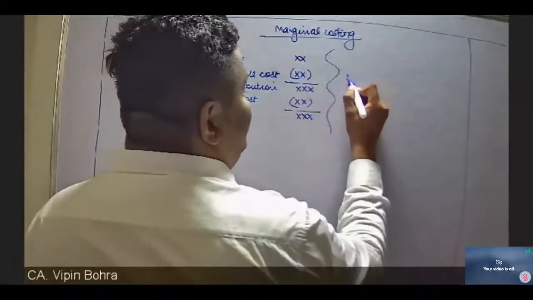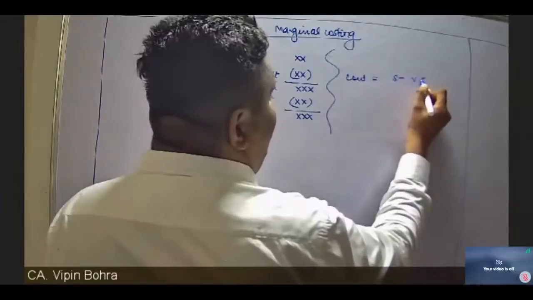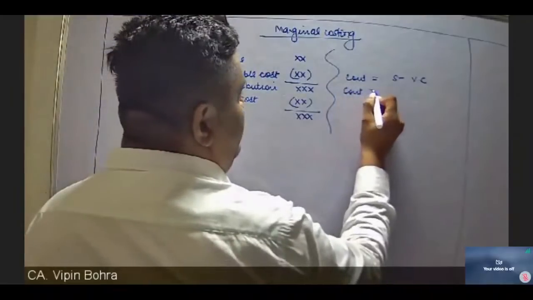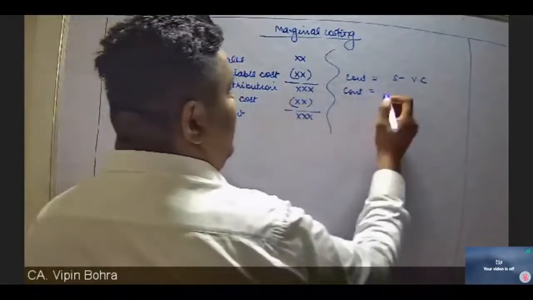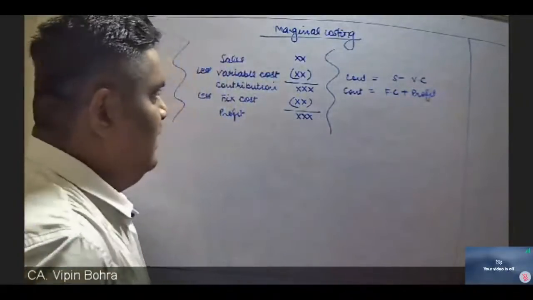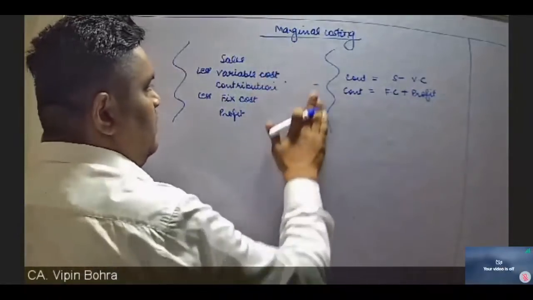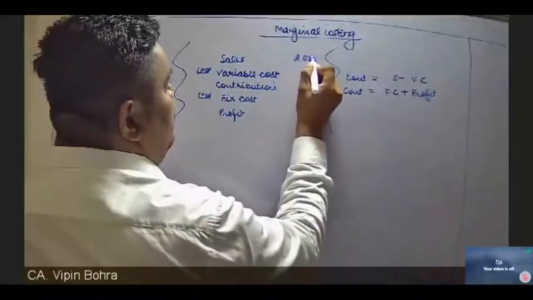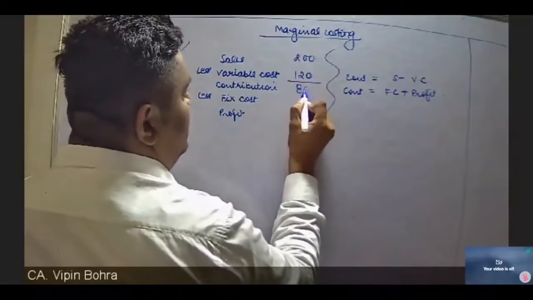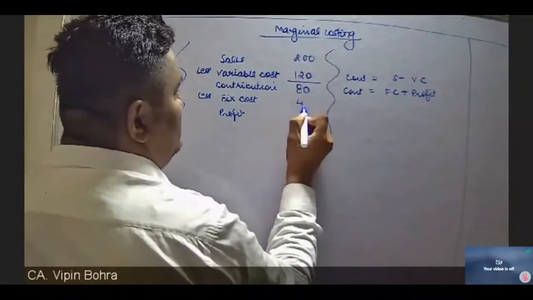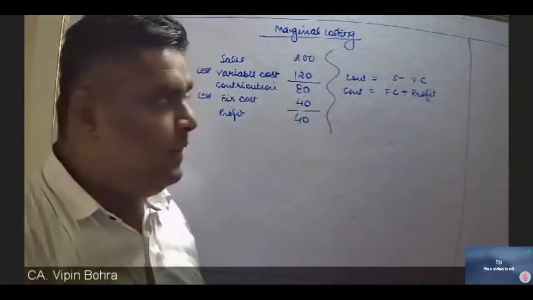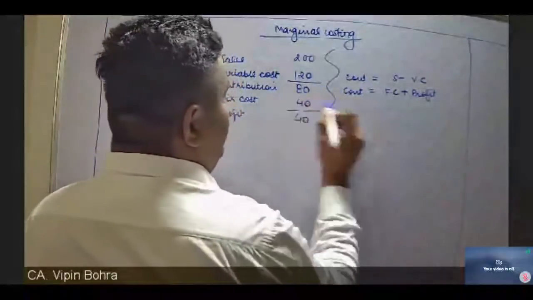So what's the formula for contribution? Very simple. Sales minus variable cost is contribution. Another formula for contribution: fixed cost plus profit is also contribution. Let's say suppose my sales is 200. My variable cost is 120. My contribution will be 80. My fixed cost is 40. My profit will be what? Very simple, 40.